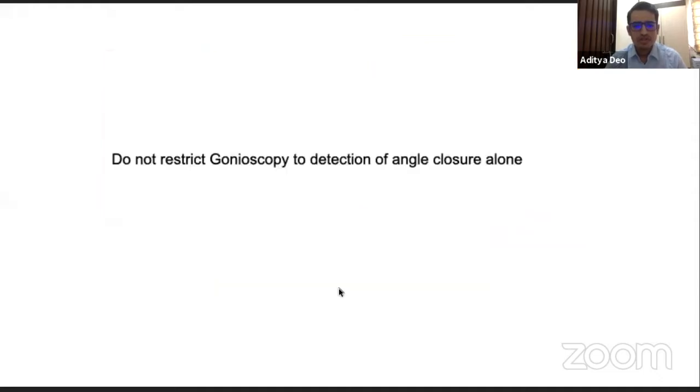Gonioscopy is also important after doing PI. In this case, there is a pupillary block post uveitis. Multiple PIs have been done. Post PI, to check whether the angle has opened up or not, gonioscopy has to be done. So in this case, you can see the angle has opened up. There are some PAS and patchy pigmentation, which suggests closure and inflammation. So in such cases also, gonioscopy helps.